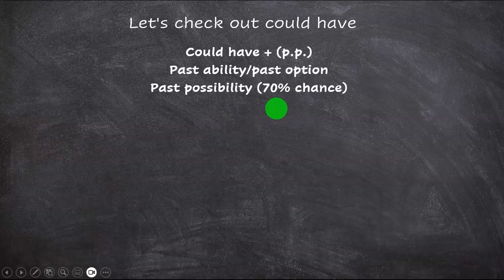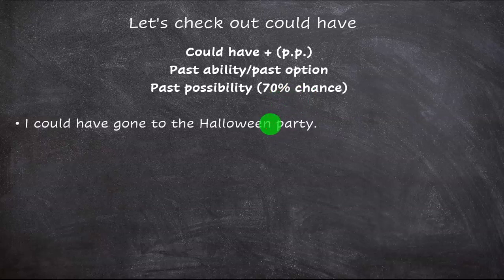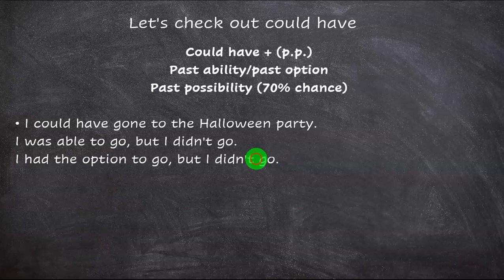Now please be careful out here. The 100% in would have gets reduced to a 70% in could have. And that is why I said that please pay attention to the percentages. Example, I could have gone to the Halloween party, right? Which means that I was able to go, but I didn't go. There was nothing stopping me. Nobody was stopping me, right? I had the option to go, but I didn't go.